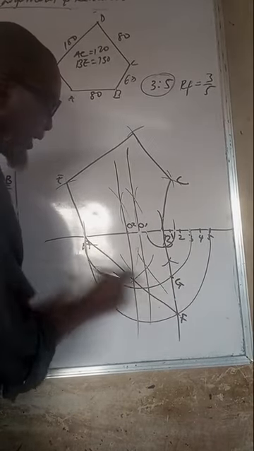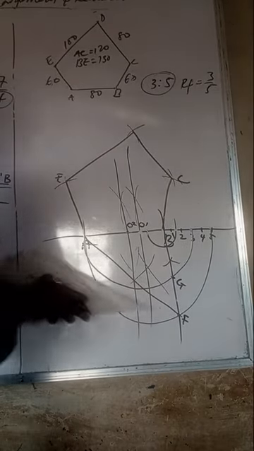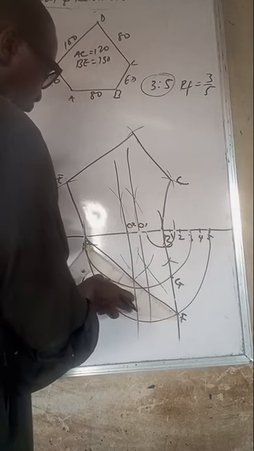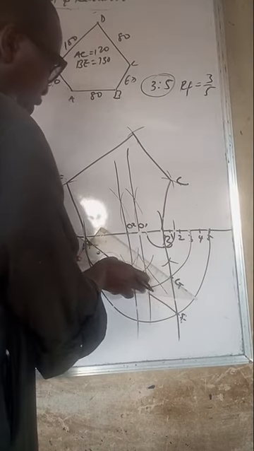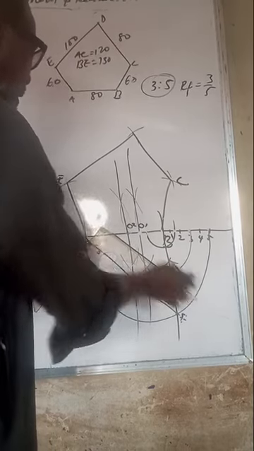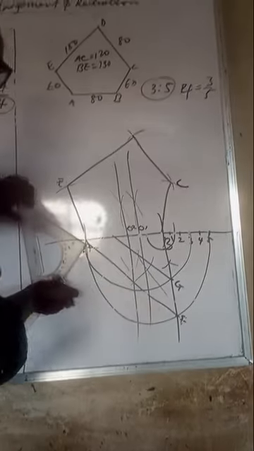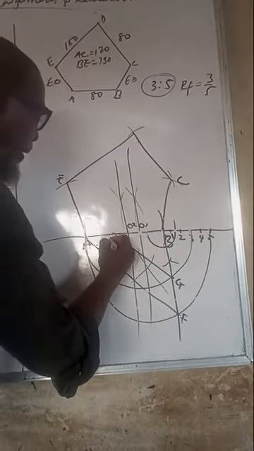You're going to transfer AF to G. Put it on AF and transfer it to G, like this. You take it here. So that will give us our A prime. This point is our A prime.